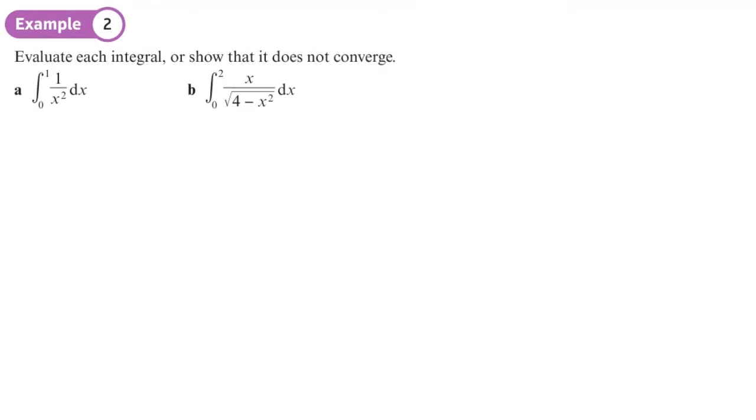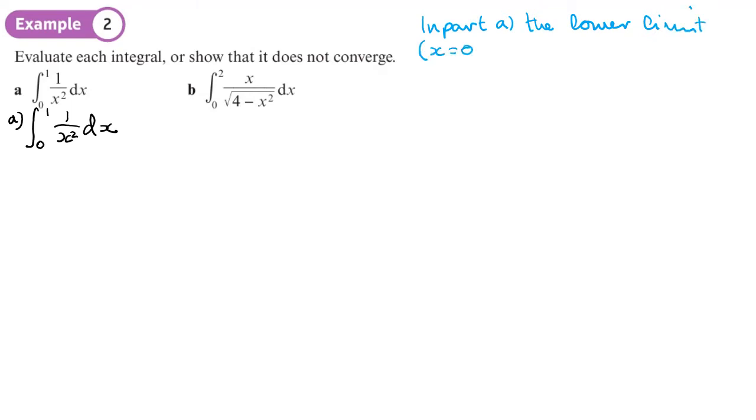Right, so let's start with the first one here, a, and we've got limits of 0 and 1, and it's 1 over x squared. So for this one in a, we can see that this function is not defined for x equals 0. So the bottom limit is the problem. So in part A, the lower limit, that's x equals 0, is the problem, as 1 over 0 squared is not defined.